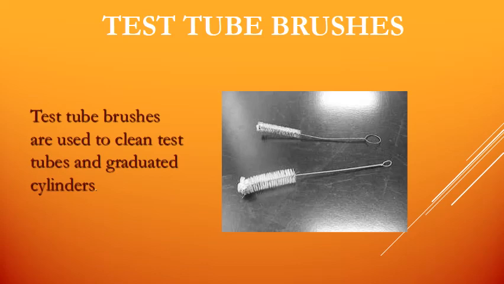Test tube brushes. Now the test tubes which we use for doing experiments, obviously they end up being dirty. We need to clean them so that we can reuse them. Even other glass apparatus which we use in the experiments, we need to keep them clean. So we use these types of brushes to clean the test tubes and the other apparatus. When you clean these apparatus, you have to choose the brush according to the size of the apparatus.